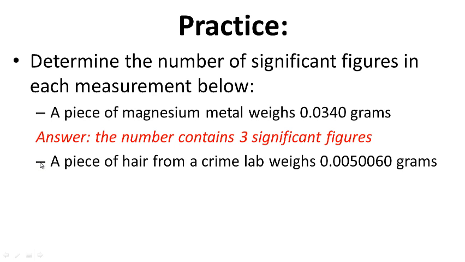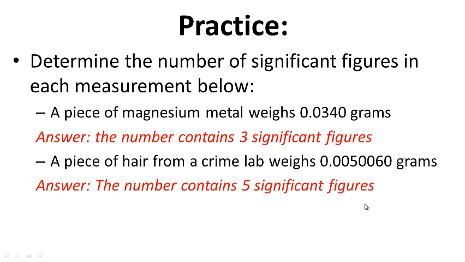Okay, so in this number we have 3 significant figures. 1, 2, and because there's a decimal, the 0 after 3 and 4 is significant. So 1, 2, and 3. Remember, zeros in front of non-zero integers are non-significant.